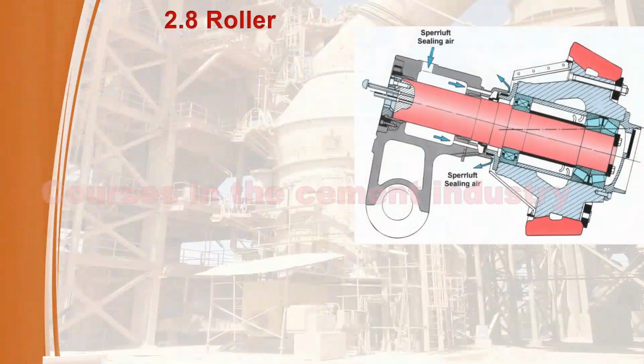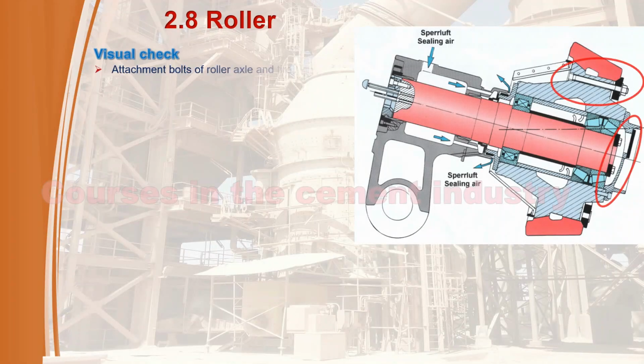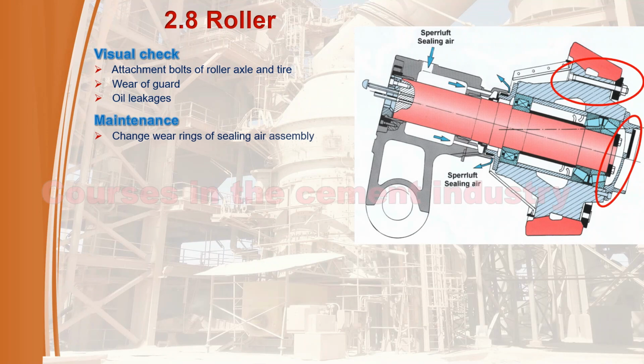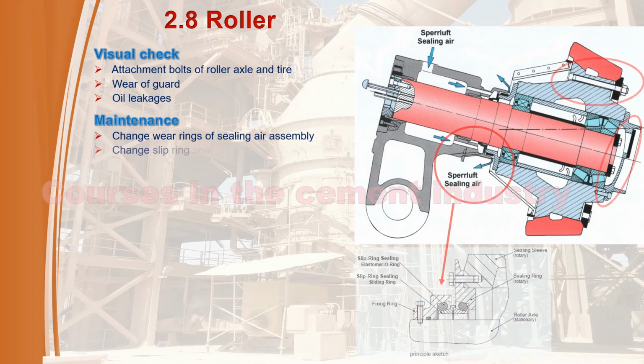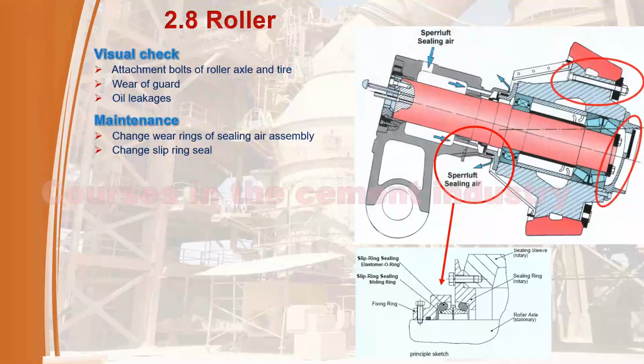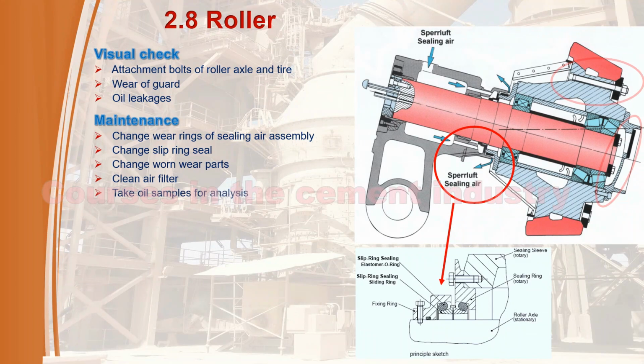Roller. Visual check. 1. Attachment bolts of roller axle and tire. 2. Wear of guard. 3. Oil leakages. Maintenance. 1. Change wear rings of sealing air assembly. 2. Change slip ring seal. 3. Change worn wear parts. 4. Clean air filter. 5. Take oil samples for analysis.